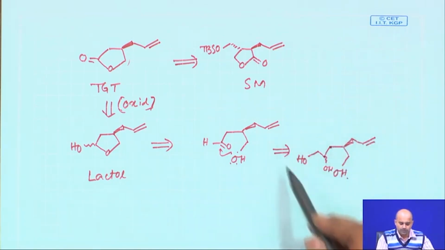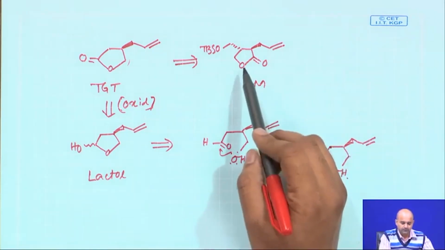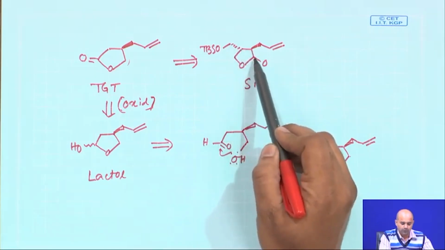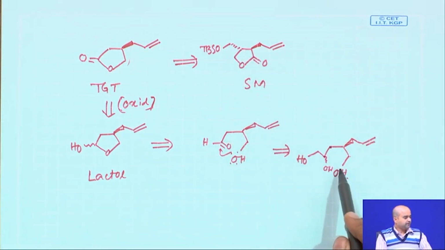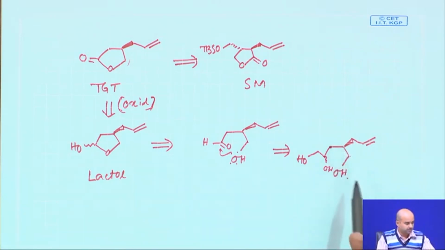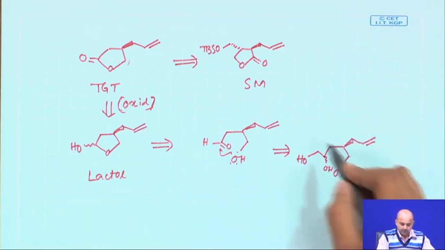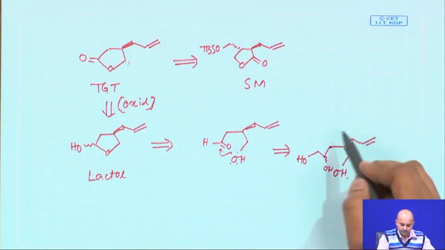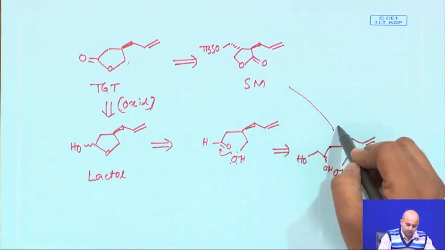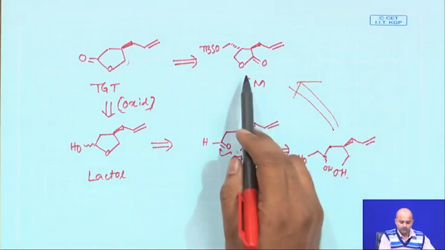Basically, now if you count the number of carbons, this is 1, 2, 3, 4, 5, and the target molecule also is given 1, 2, 3, 4, 5. So, we are basically trying to analyze how this particular intermediate is linked with this starting material, and now you try to figure out how this intermediate is linked to the starting material.